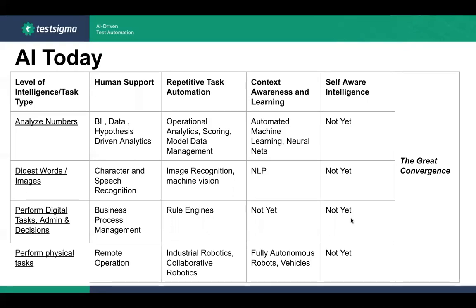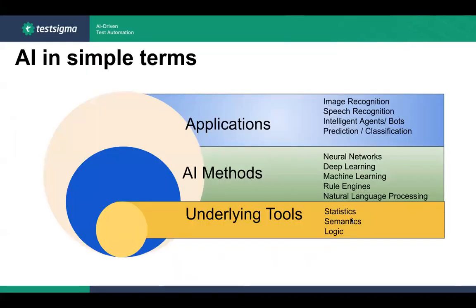So here we just define what AI is today. Let's move on to the next slide and look at the actual applications. The applications can range from image recognition, speech recognition, to intelligent bots, majorly prediction and classification. And the methods that are being used, as we spoke before, are neural networks, deep learning, machine learning, rule engines, and NLPs. And at the base of all of this is statistics, math, logic, and semantics. Semantics is a part of statistics which deals with meaning, right?